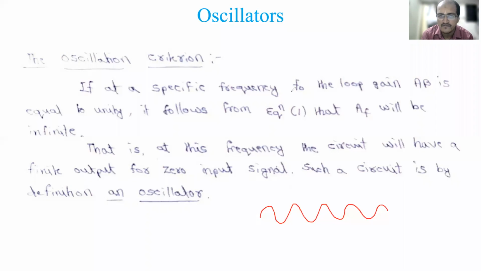So for that, if at a specific frequency f naught the loop gain A beta is equal to unity, it follows from the equation that Af will be infinite. A divided by 1 minus A beta was there. If we take A beta equal to 1, then 1 minus 1 is 0 in the denominator, so it will come infinite. So if we make that assumption, at this frequency the circuit will have a finite output for zero input signal. Such a circuit is by definition called an oscillator. That only sets the criteria, so we'll see that in the next slide.